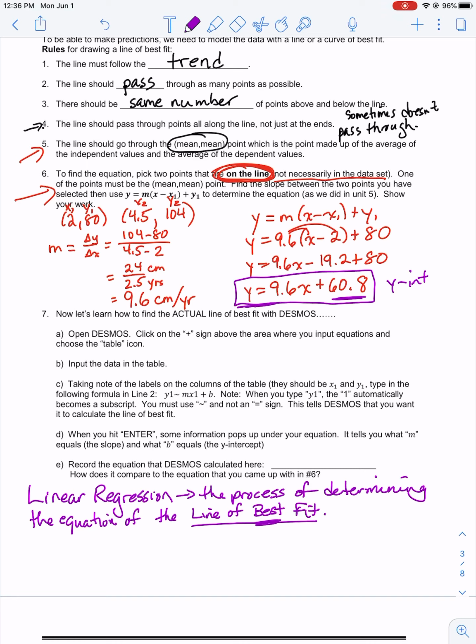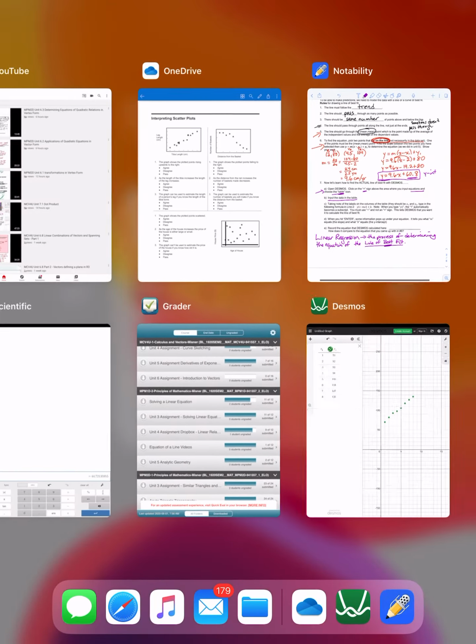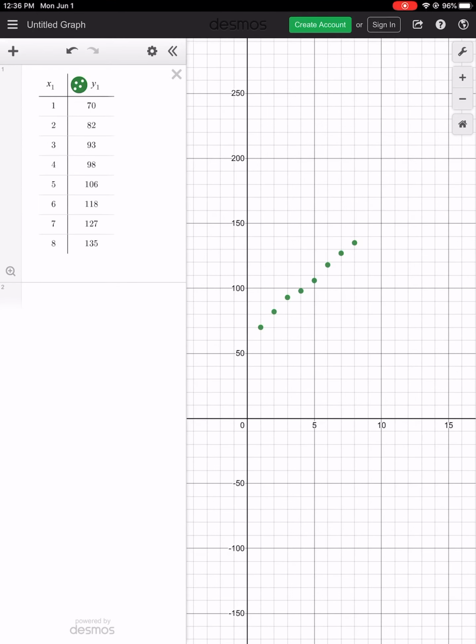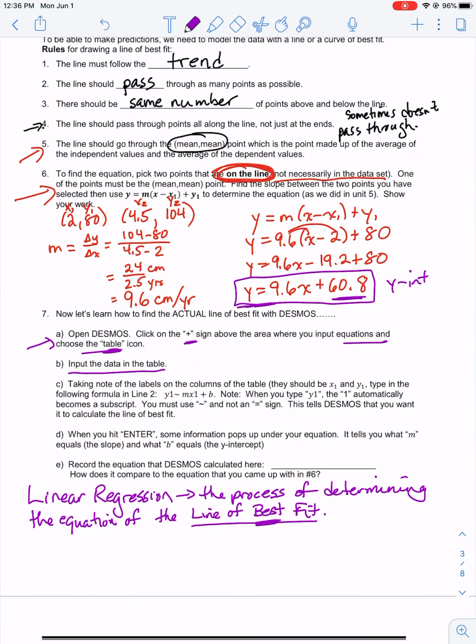All right, so just to look through here: open Desmos, click on the plus sign above the area where you input equations and choose the table icon. Input the data into the table. That's where we are. Take note of the labels on the columns of the table. So we have X1 at the top of the first column and Y1 at the top of the second column. Let me go back into my document.